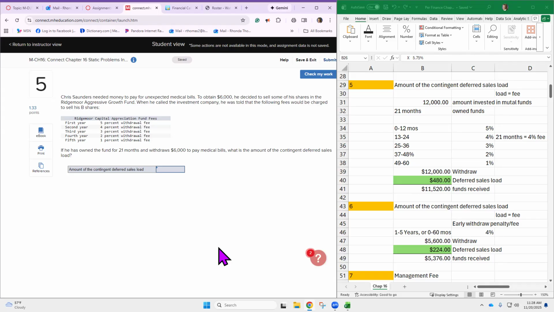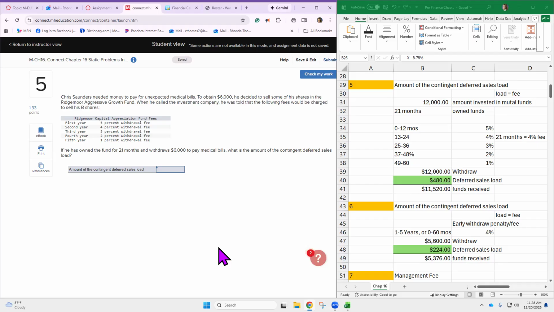Because you're trying to grow your money in the first place. So these withdrawal fees are meant to discourage you from pulling money out of there just for any whim that comes to your mind, all right? But sometimes you need to get to your money. Okay, you need to liquidate some of your fund. And you're willing to take the hit, right? So in this case, Chris has an account and he needs $6,000 for some unexpected medical bills, all right?